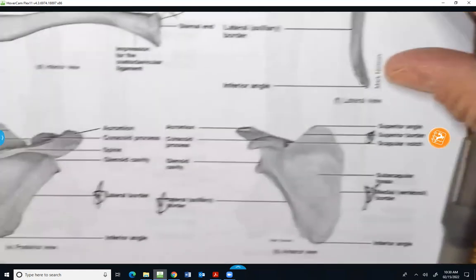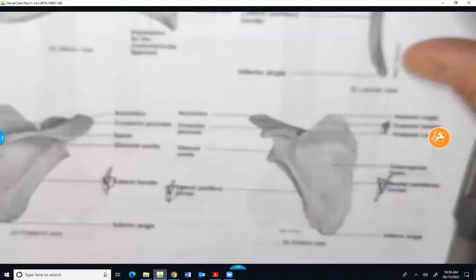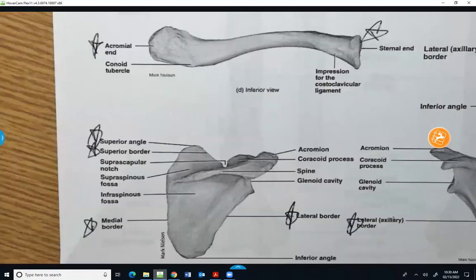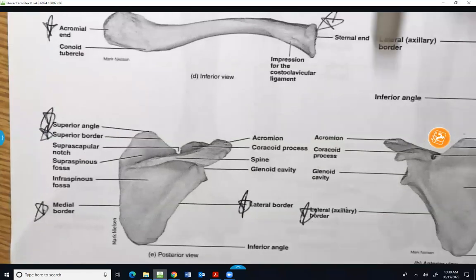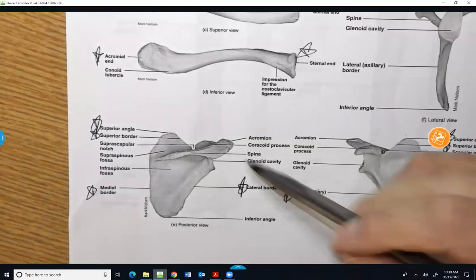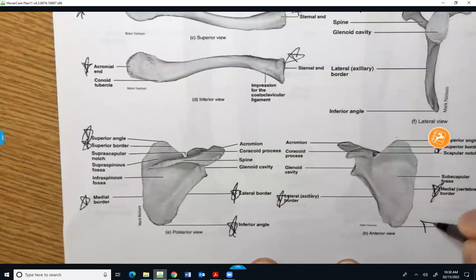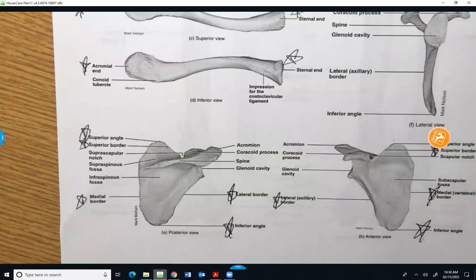Now, the superior border comes to a point, and we can see that labeled in both images, is what we call the superior angle. There's also on the other end a point called the inferior angle. And that's just the point where the medial and the lateral borders come together. So those are just the distinctive sides of our scapula.